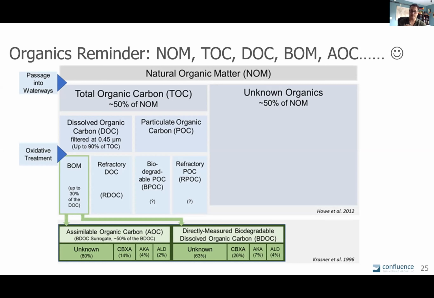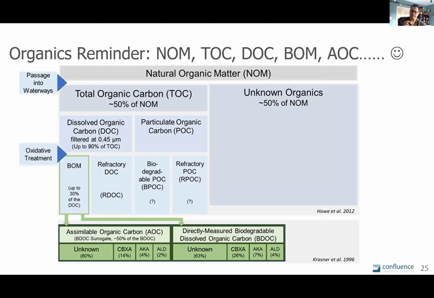So what we picked in this study, you'll see in the little darker green boxes, CBXA, carboxylic acids, to monitor for filter performance. You can kind of see the reason why I have them there in the boxes is they actually show just a small portion. If you measured carboxylic acids directly, you're just seeing a small portion of the AOC, which is then in turn a small portion of the BOM, which in turn is a small portion of the DOC.